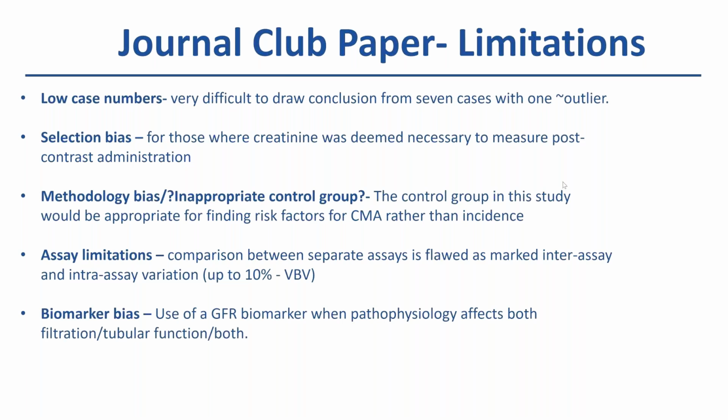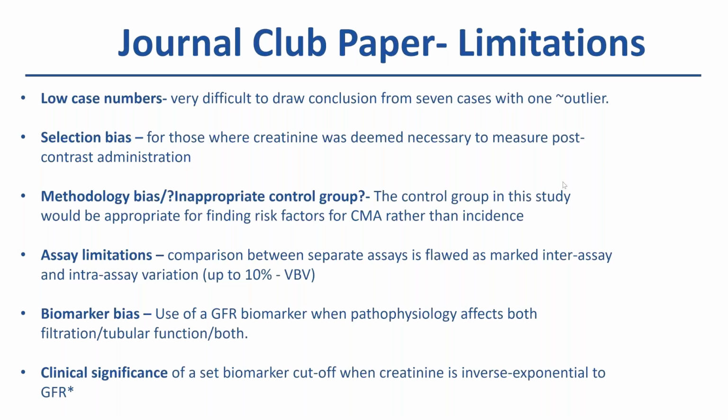And again, the biomarker bias using creatinine, which is, I guess, erring more towards that GFR biomarker, when actually pathophysiology is affecting both filtration and tubular markers. Going back to that reanalysis of the PRESERVE study, actually, is there any other evidence of kidney disease going on rather than just proxying GFR with creatinine? Again, the clinical significance of using a set biomarker.